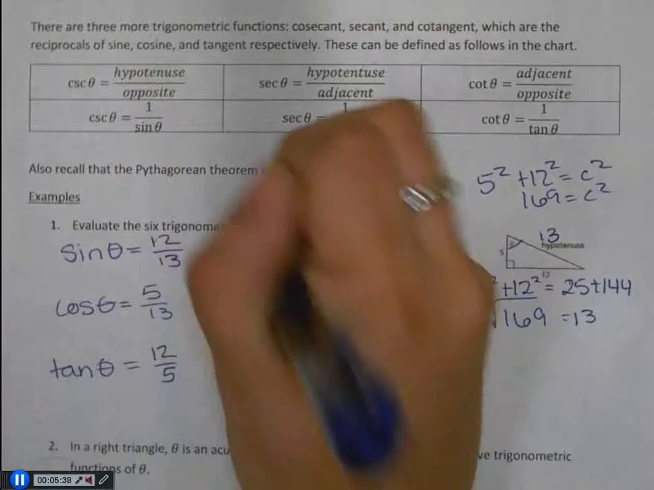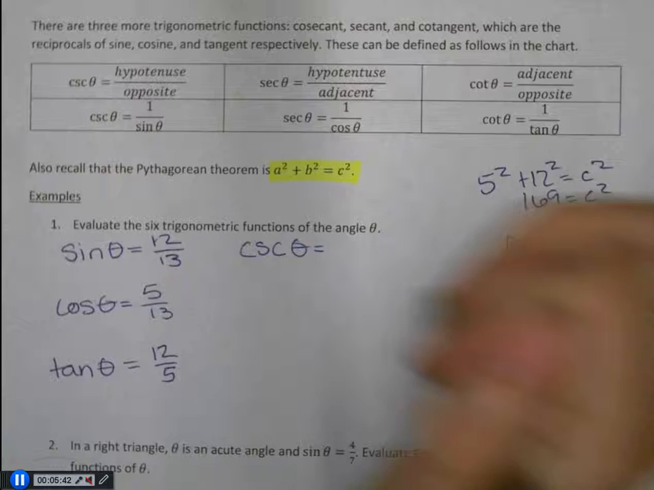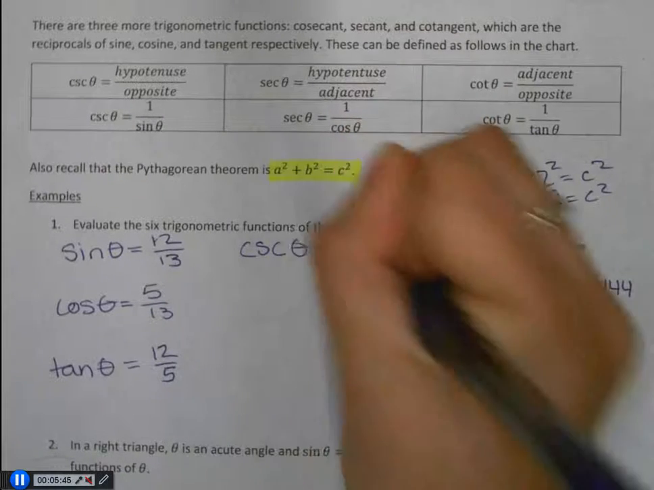Okay, so then I have cosecant, which is the opposite of sine. Since it's the opposite of sine, I take the fraction and flip it. So now I'm going to have 13 over 12.